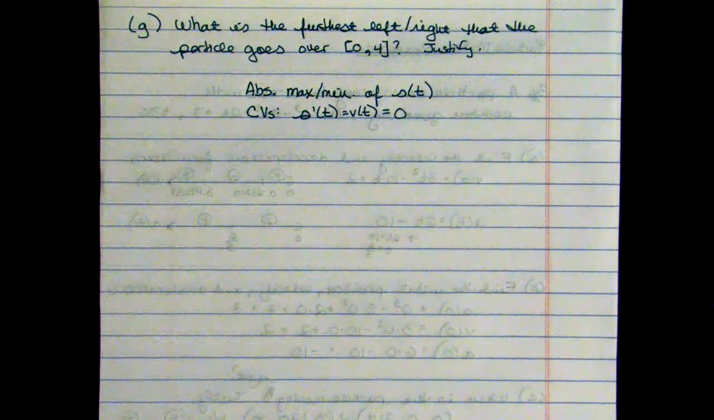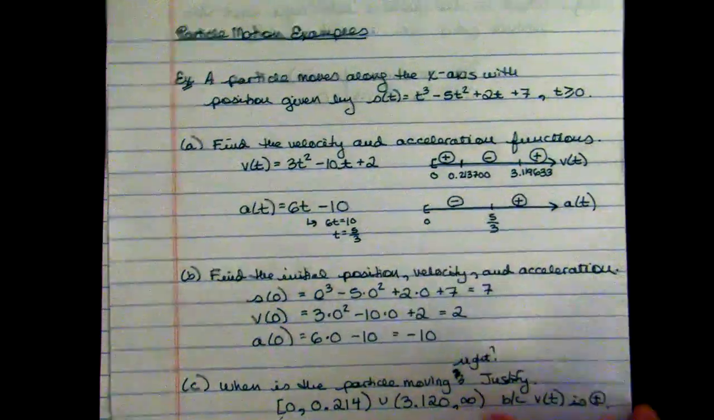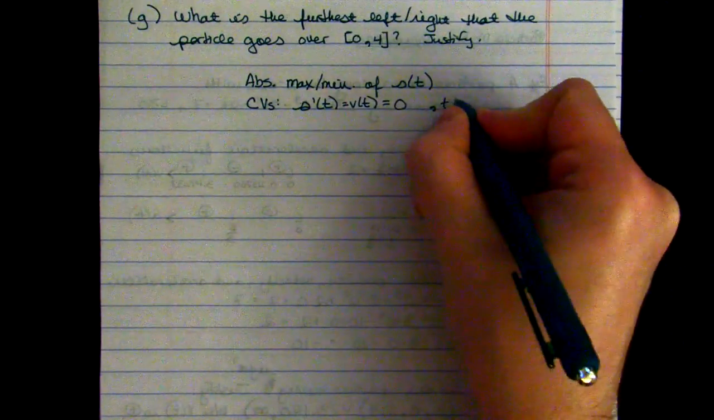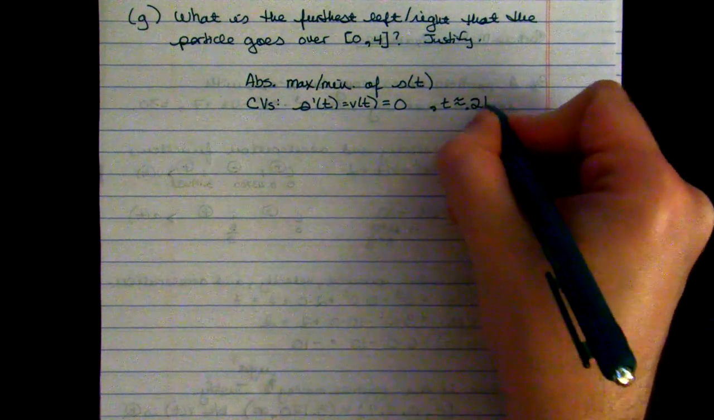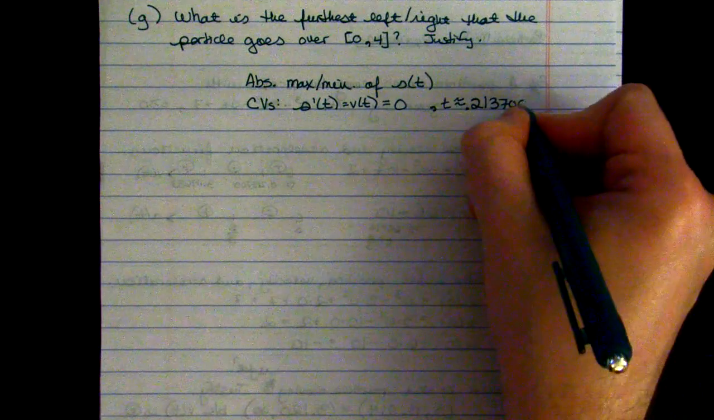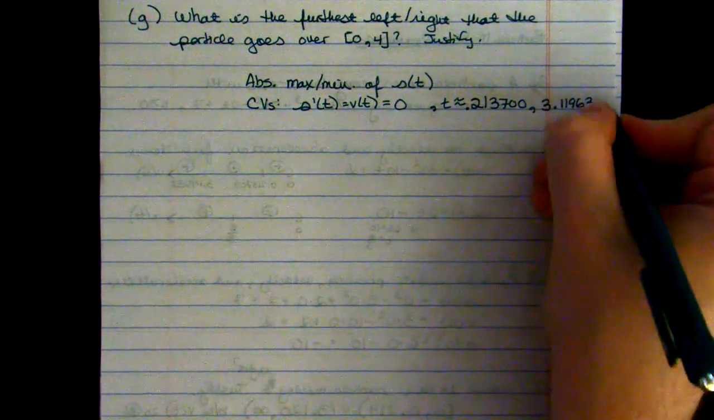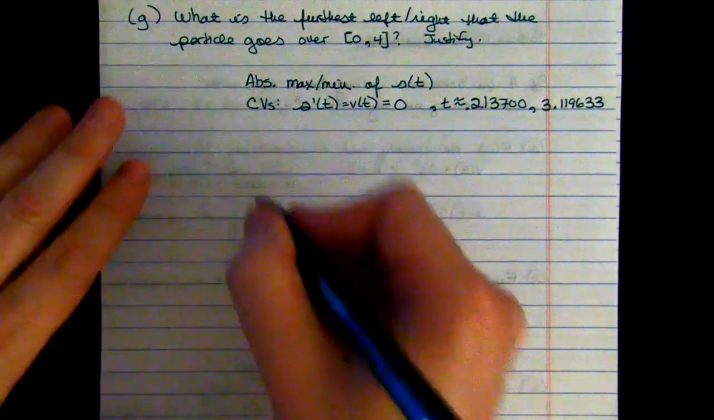You know what? We already did this. That was where I got those values from setting the velocity equal to 0. So I'm just going to take those values. This is actually why I gave so many decimal places with them, because we're going to have to do some plugging in. I'm going to say t equals 0.213700 and 3.119633. And to find the absolute maximum or absolute minimum, that means candidates test.